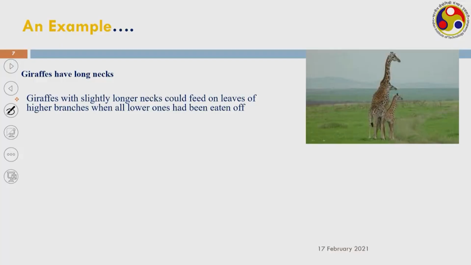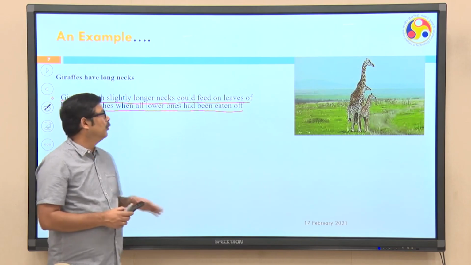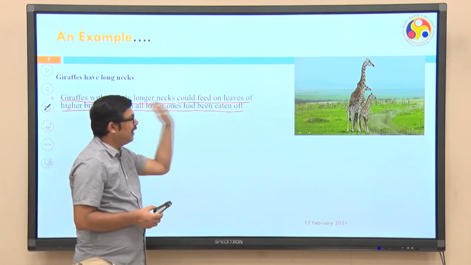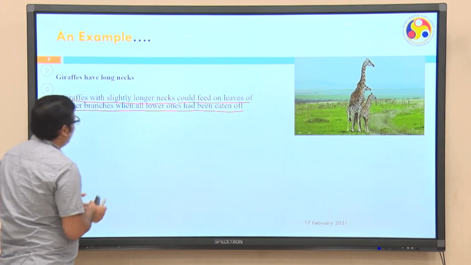Now, what happened at that time? The giraffe with a slightly longer neck could feed on leaves of the higher branches when all the lower leaves had been eaten off. So when there was no leaf on the ground, the giraffes with a slightly longer neck were in an advantageous position and could take leaves from the higher branches.